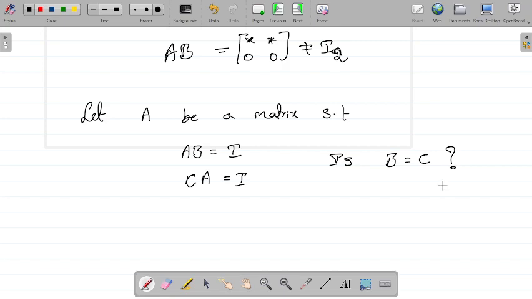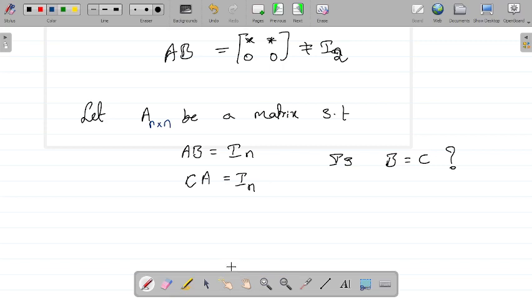I don't know what is the size of this matrix A, but I came to know that there is a matrix B such that A into B will give me an identity matrix and C into A will give me an identity matrix of size n. So then definitely this A must be of size n by n. So with this information I can see what is the size of A. So I found a matrix B for which AB is an identity matrix, CA is an identity matrix. Now my question is, B equal to C?